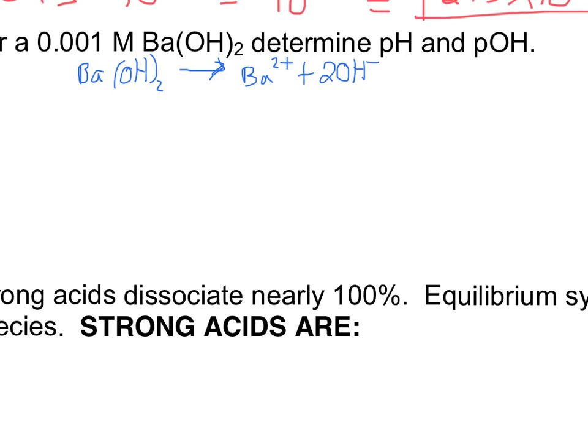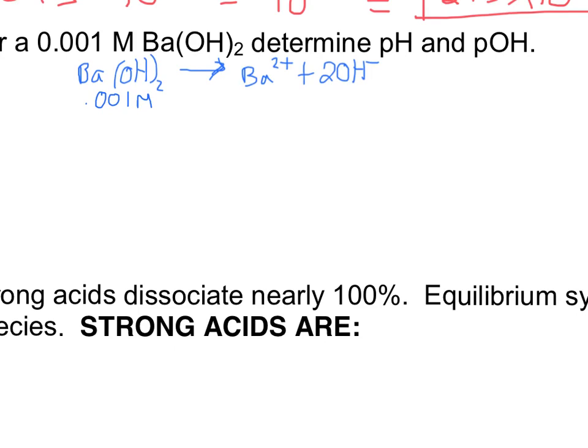Now, it is important to write your dissociation equation because if you didn't, you might make a little mistake with things that are not all 1-to-1-to-1 ratio. For example, in this one, for every barium hydroxide, you have 2 OH-. So that means that if you have 0.001 molar of the barium hydroxide, you'd actually get 0.002 molar hydroxide ion.